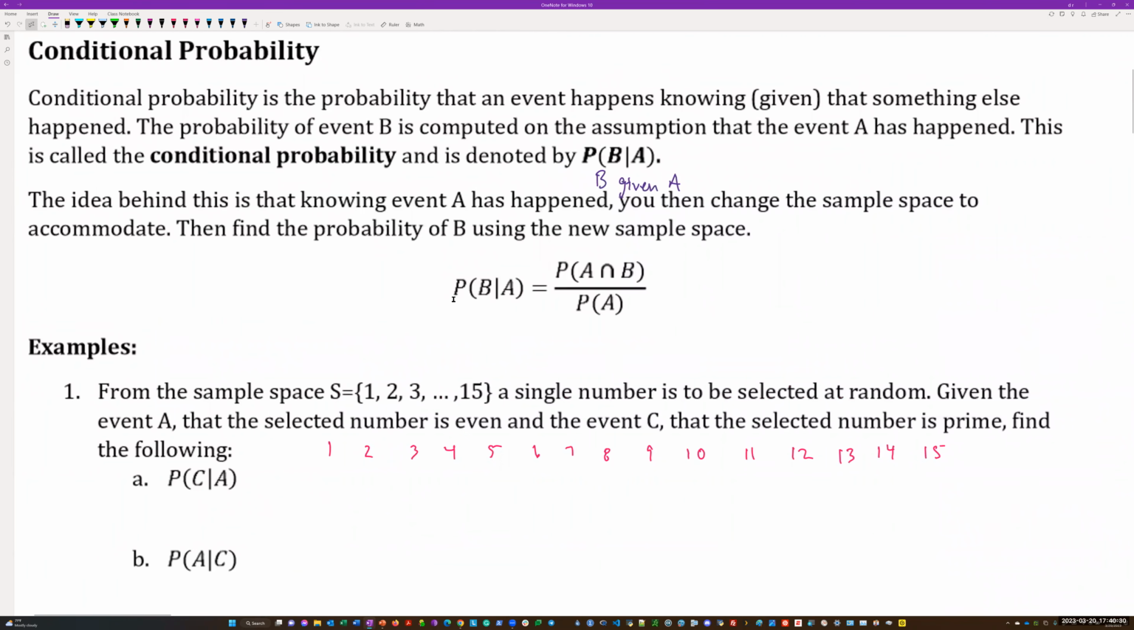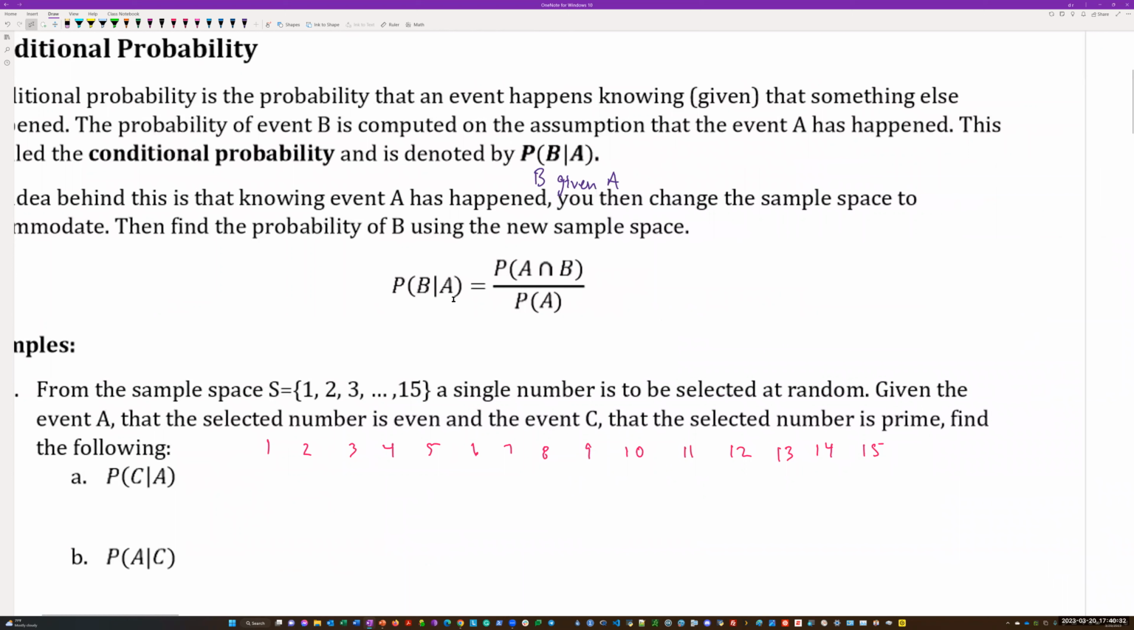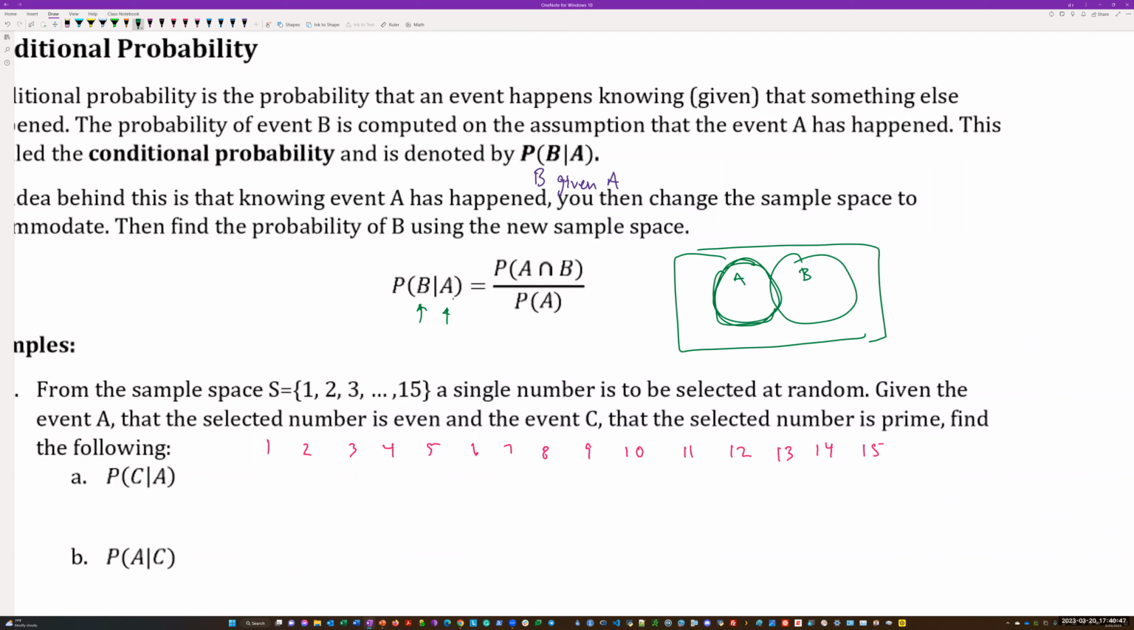All right, so this is the same thing I just said, except you just wrote the formula. Why is my pen not working? So if you have A there and B there, then B given A is like your new total. And then where is B still happening? Only in here. So that's B and A. Does that make sense?